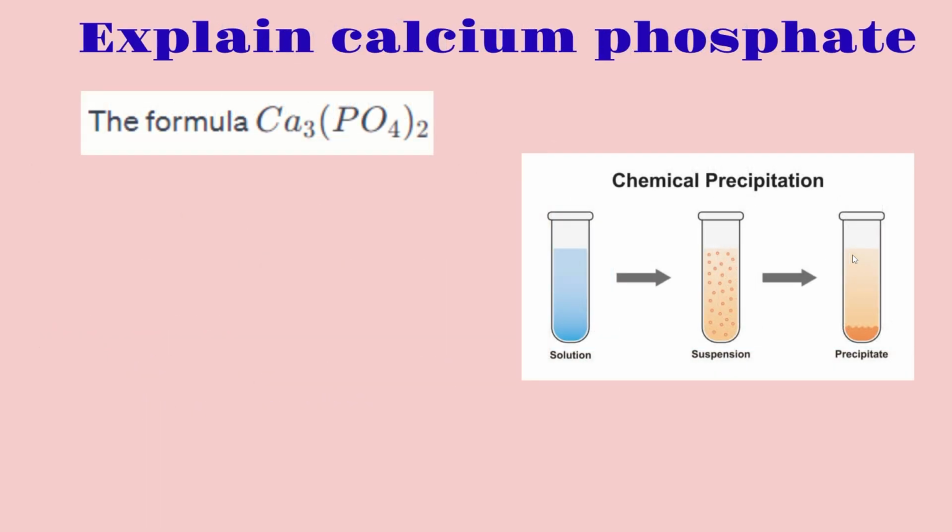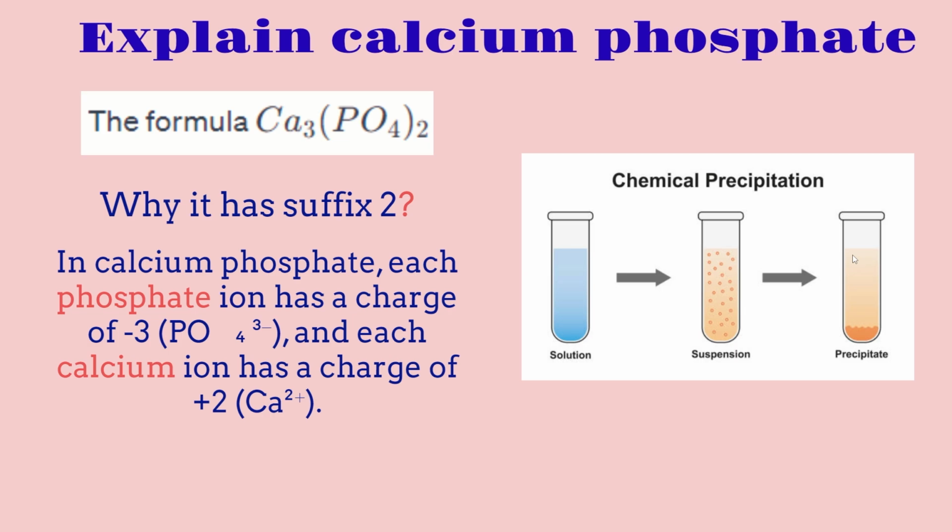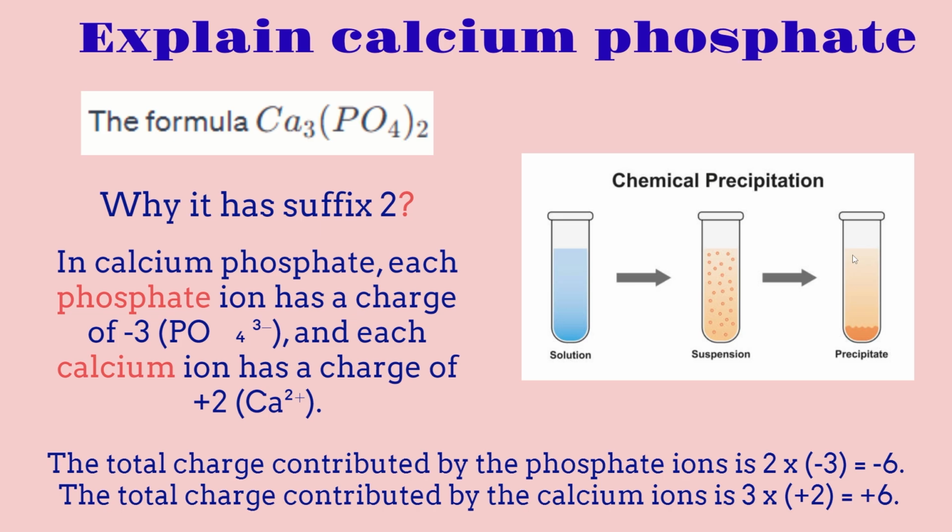And if we look at the formula for Ca3(PO4)2, which is calcium phosphate, why does it have a subscript of 2 on the PO4? So if we look in calcium phosphate, each phosphate ion has a charge of -3, and each calcium ion has a +2. So the total charge contributed by the phosphate ions is 2 times -3, which is -6, and then the total charge contributed by the calcium ions is +6. So in this case, it balances out. Since we have those 2 different phosphate ions, we get a -6 charge, and then we also get a +6 charge from the calcium ions. So that's why it is neutral.